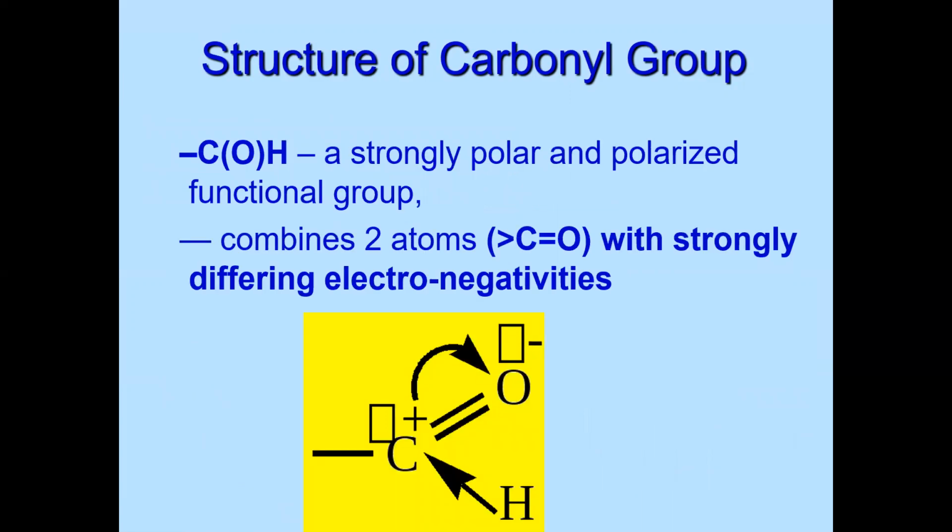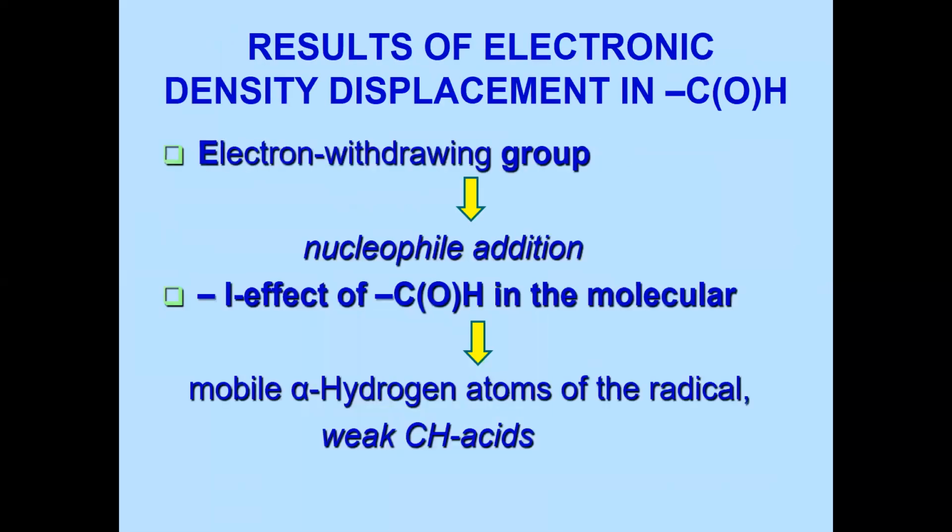The carbonyl group is a strongly polar and polarized functional group. It combines two atoms with strongly differing electronegativities. Results of electron density displacement in the carbonyl group: electron-withdrawing group, nucleophilic addition, negative inductive effect of the carbonyl group, and in the molecule mobile alpha hydrogen atoms of the radical, weak CH acids.